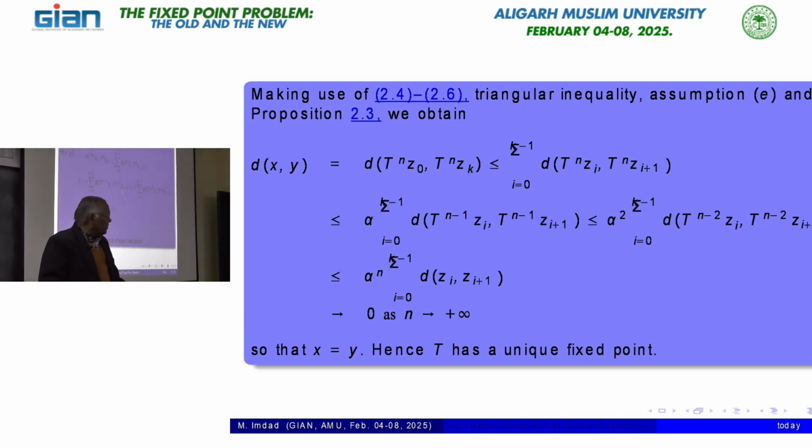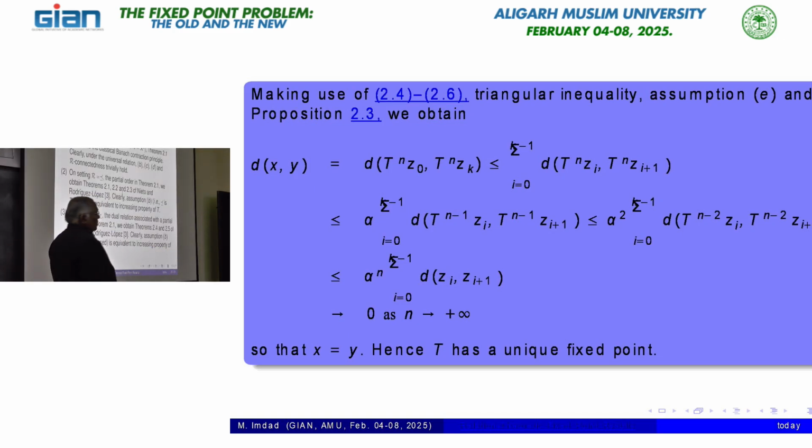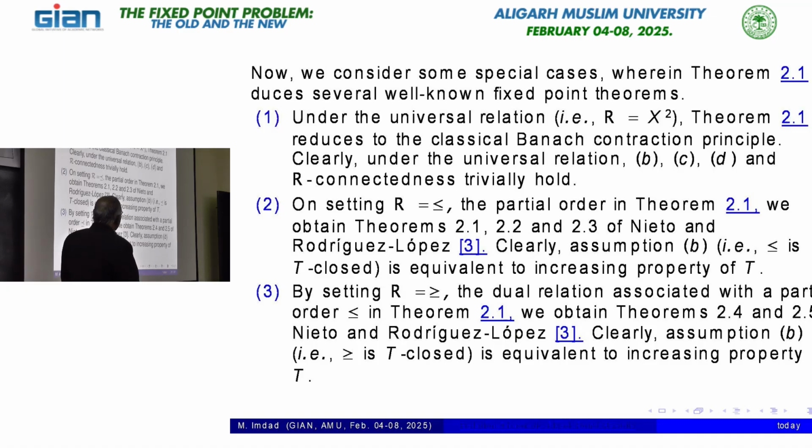This condition was slightly different as the case may be. Now, what are the consequences? Under the universal relation R equal to X squared, theorem 2.2 reduces to the classical Banach contraction principle, because if you look at the conditions they all get subsumed, and you have the classical Banach contraction principle. Setting R as the partial order in theorem 2.2, we obtain theorems 2.1, 2.2, 2.3 of Nieto and Rodríguez-López. Assumption B, T-closed, is equivalent to the increasing property of T.